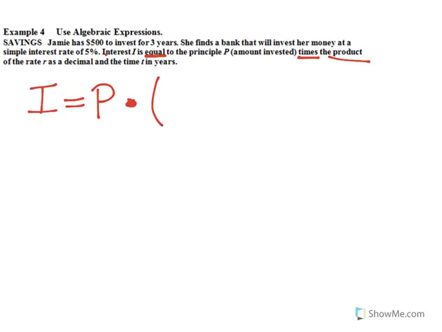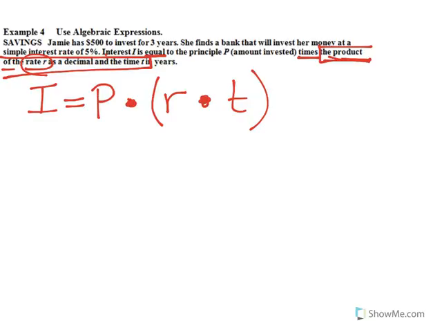So let's put in parentheses the product of what? Of the rate R as a decimal and the time in years. So the product of the rate as a decimal and the time t in years. So we know we must multiply both of them, and then we know that we must multiply this thing times P. So this is the expression we get from the problem.